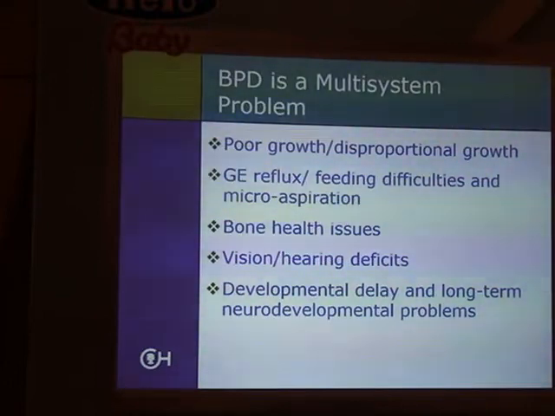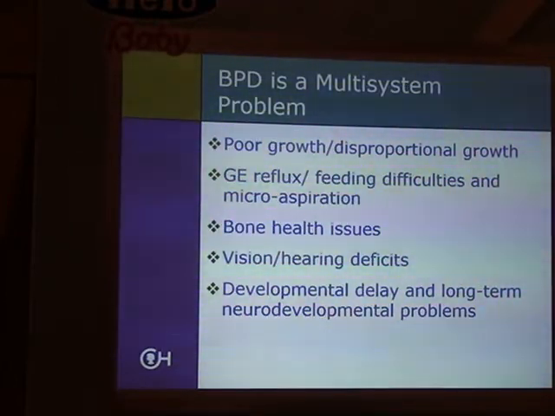We see this big proportion of poor growth or disproportionate growth with height versus weight, gastric reflux and feeding difficulties and microaspiration that's occurring, our bone health, visual and hearing health as well, because we need to be looking into our neurodevelopmental outcomes. We're not just trying to stop mortality. We also need to try to stop morbidity, and we need to try to make their quality of life as best as possible.